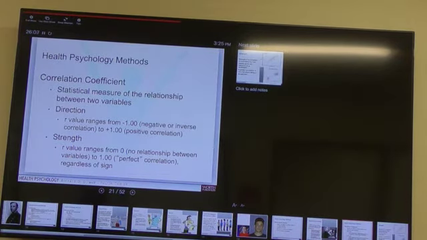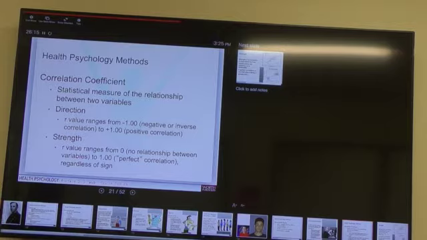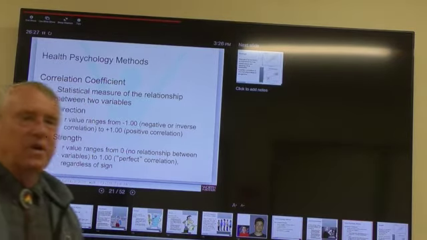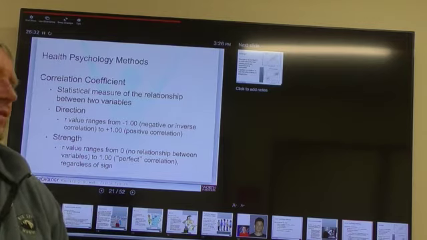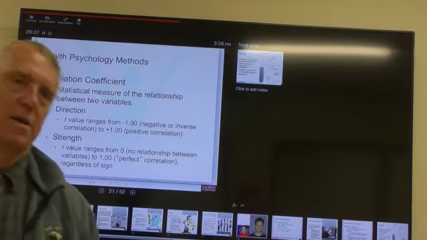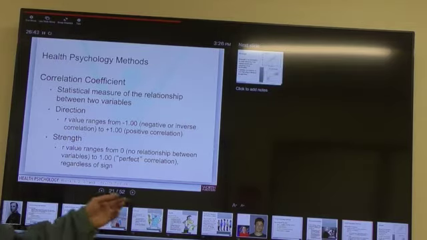The correlation coefficient is a statistical measure of the relationship between two variables. The r value ranges from -1, which is a negative or inverse correlation, so every time this happens, this does not happen, to a positive 1.00, a 100% positive correlation, so every time this happens, that happens. If you step in the water, you get wet. If you go out in the snow, you get wet. Snow is always cold, water is always wet. That's 100% correlation.